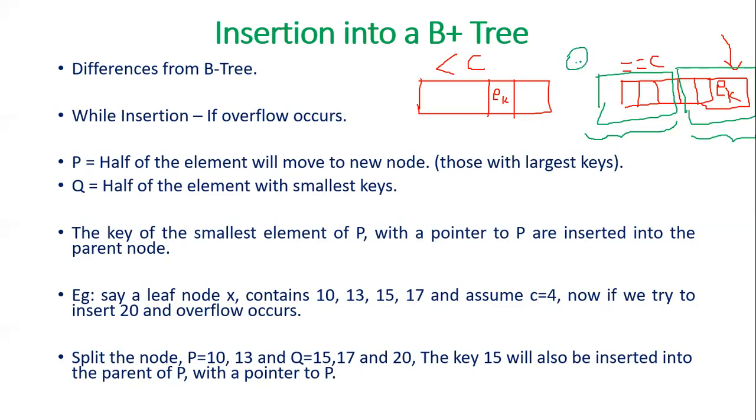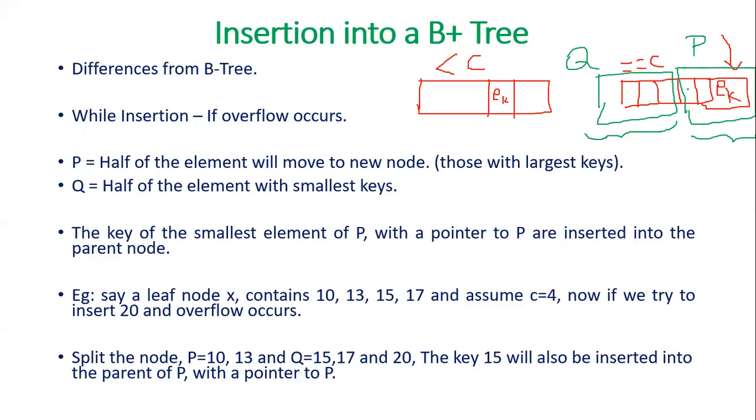The one with smaller keys, let us call Q. The one with larger keys, let us call P. Okay, right. Now, from the node which contains the larger keys, which node contains larger keys? The node P contains the largest keys. Okay, from that node identify the smallest element.